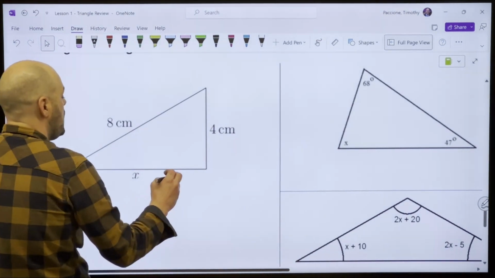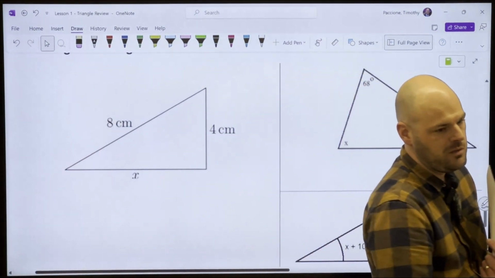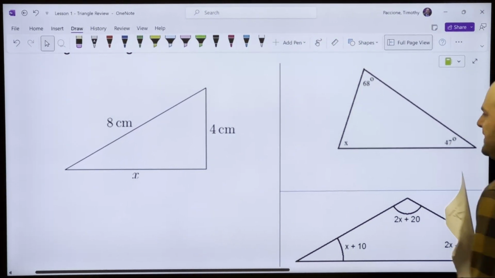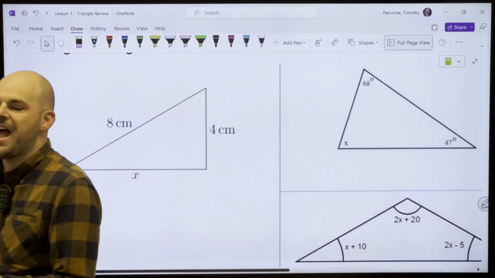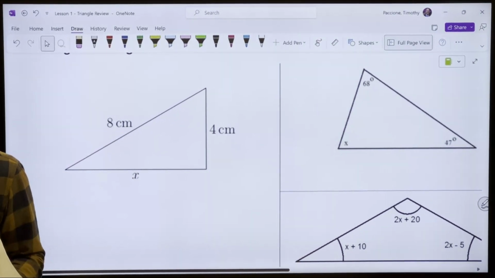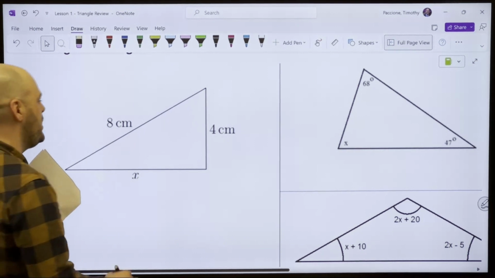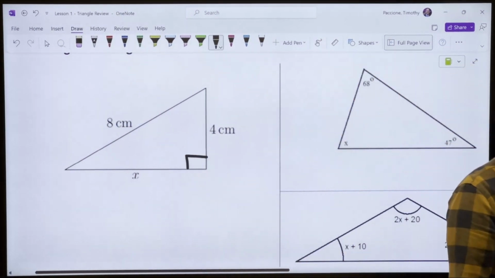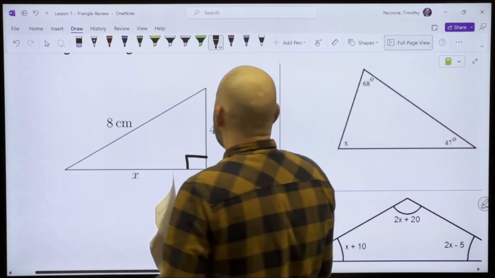Well, can I use the Pythagorean Theorem here? Who says I can use this? Not yet. It's not a 90 degree. I don't know if this is a right triangle. Good. I wanted you to catch that. All right, now pretend it had that. Now can I use this? Yeah. Okay, so now I know it's a right triangle.